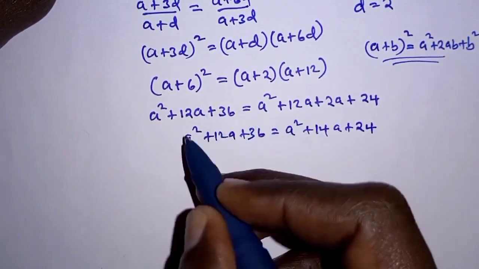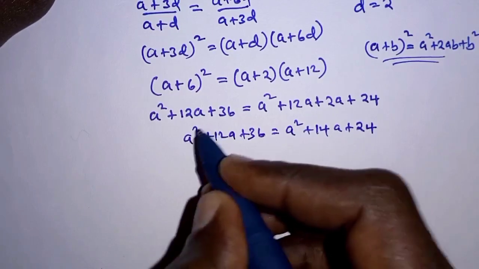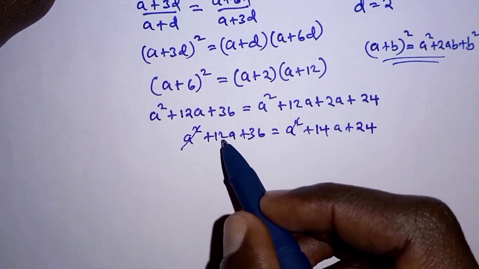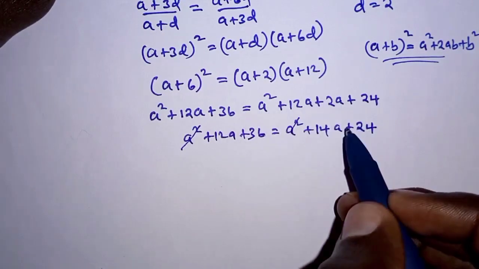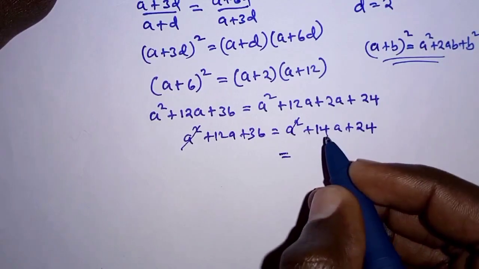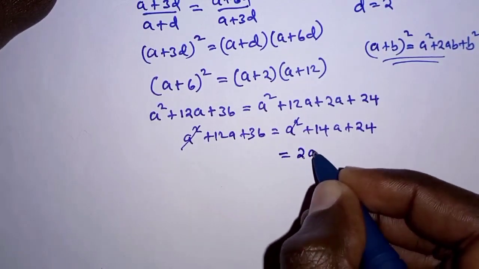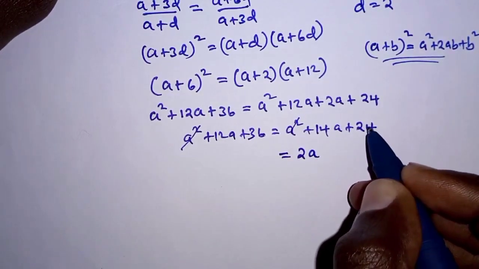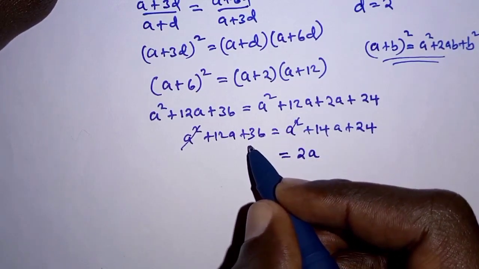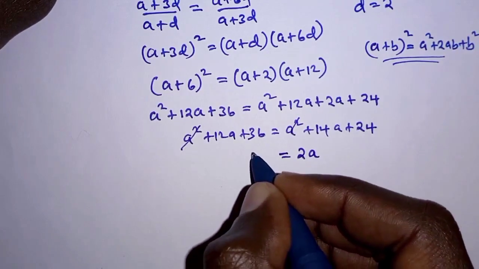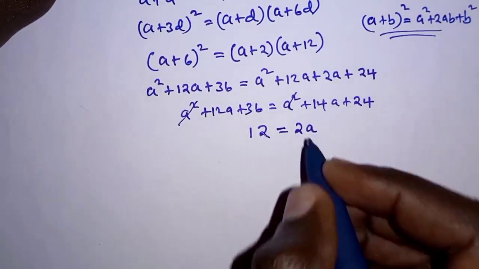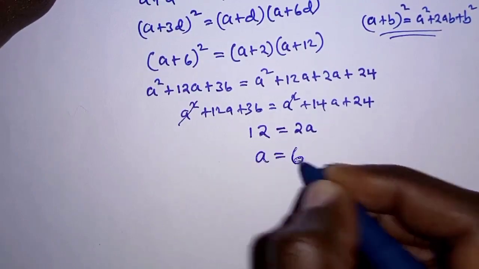Now when this A² comes to this side, we'll subtract them. That means A² will go, and then we can decide to take 12A to the right hand side, so that we have 14A − 12A, that is 2A. And then we can also take 24 to the left hand side, so that we have 36 − 24, and that is 12. Now from here, we can determine the value of A, which is 6.